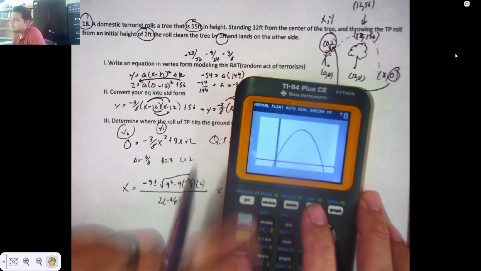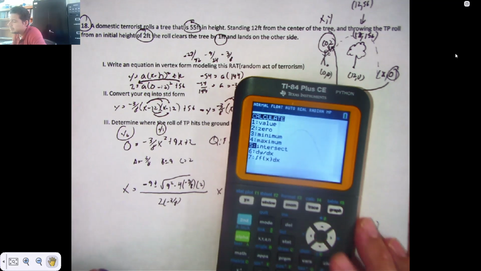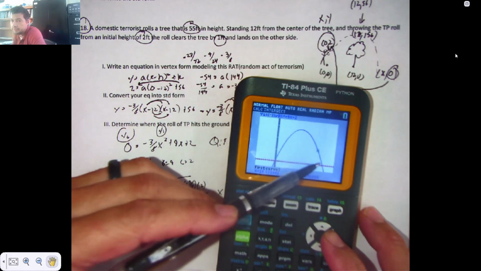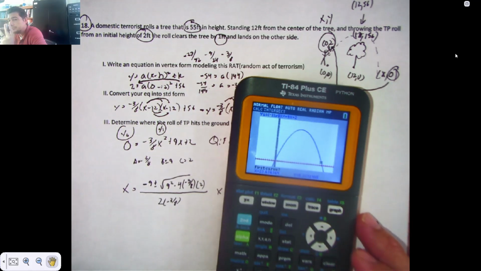I'm going to do second trace 5 for intersect. I'm going to take my little cursor and get it right in the neighborhood of where it hits the ground. Then I'm going to press enter 3 times. Once, twice, thrice. 24.22 feet.